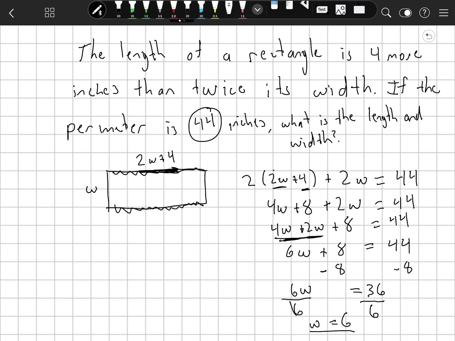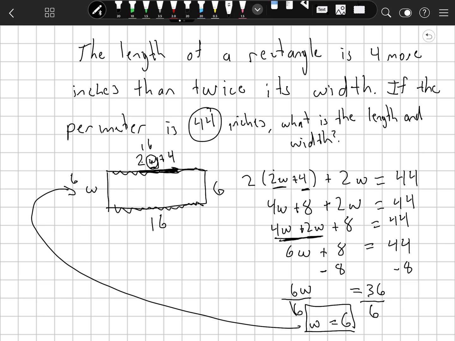So there we have it. We know that the width is 6 units. So I'm going to plug that in right there. That's 6. So this width would also be 6. You might remember in a rectangle opposite sides are equal or congruent. And then if you plugged in 6 right here for this w, you've got 2 times 6, that's 12, plus 4, it's going to be 16. And then we'll have 16 down there.